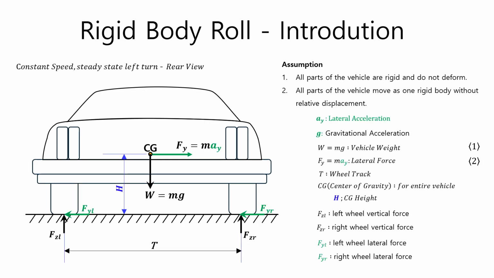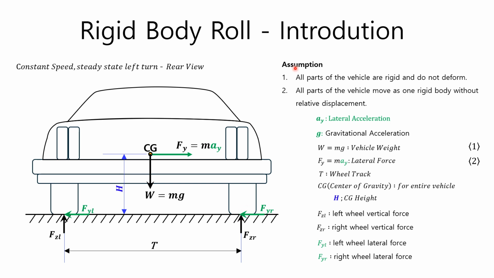First, let's analyze the rigid body roll motion model, which is the simplest to calculate. When the lateral acceleration is small, the body roll is small, the suspension is symmetrical, and the tires are not deformed, so the entire vehicle can be considered a rigid body and the load transfer can be calculated.